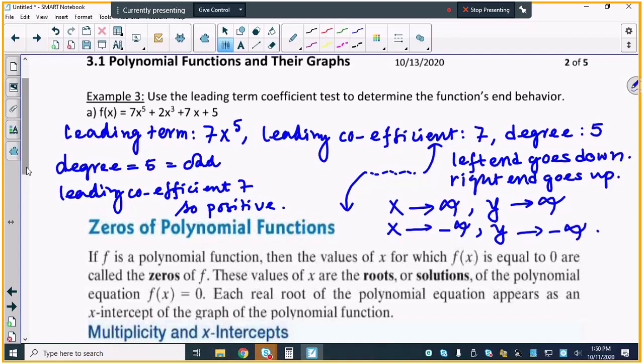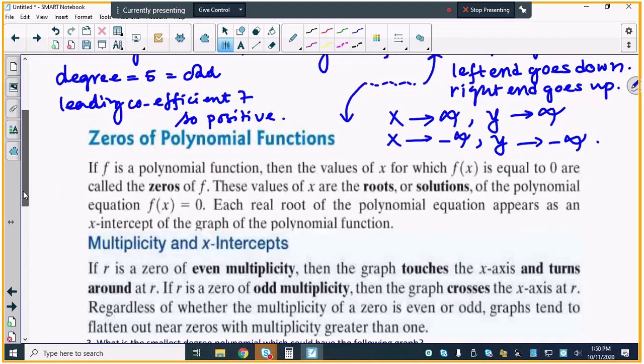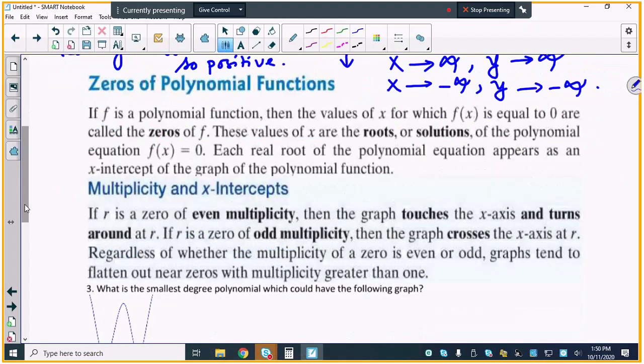Fairly simple. So the zeros of the polynomial function: if f is a polynomial function, then the values of x for which f(x) is equal to 0 are called the zeros of f. And we know that they are also called roots or solutions of the polynomial function. Each real root of the polynomial equation appears as an x-intercept of the graph of the polynomial function. So the most important statement here is whenever the root is real, then they are x-intercepts, otherwise they are not.